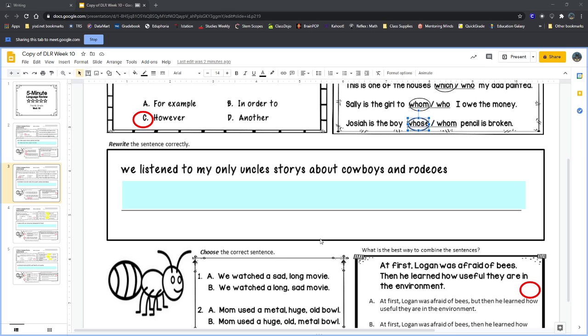Alexa. If I put a comma next to my conjunction, remember, that means I'm trying to combine two complete sentences. If I look after the word and, is rodeos a complete sentence? No, so I don't want to put a comma there. Jada.